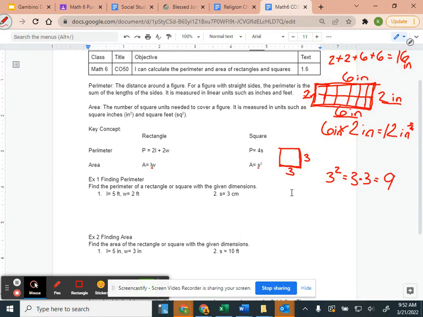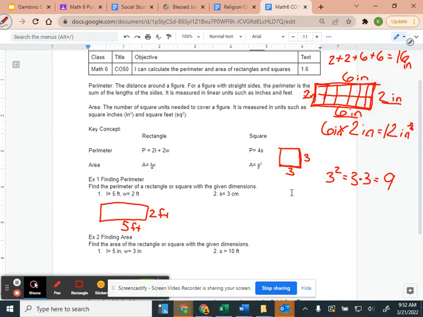Remember, when you square something, it's that number times itself. So it would be 3 times 3. So, finding a perimeter. Find the perimeter of a rectangle with the given dimensions. If we have a rectangle and the length is 5 feet and the width is 2 feet, who can tell me what the perimeter would be?